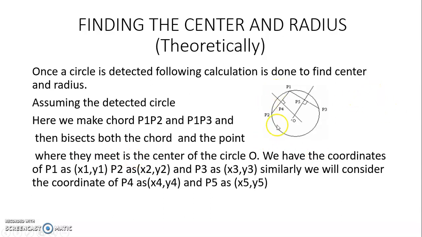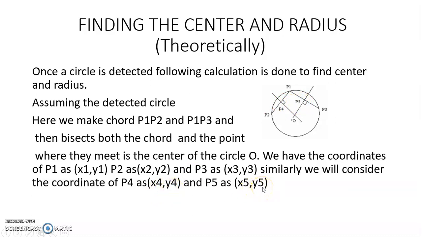So let us assume this is the detected circle that we have found and we know the edges of that. P1, P2 and P3 are known to us, that is (x1, y1), (x2, y2) and (x3, y3). We'll join them and make chords. So P1P2 and P1P3 are two chords. We'll perpendicularly bisect those chords, and the intersection of those perpendicular bisectors is nothing but the center. So let us assume the points P4 and P5 to be (x4, y4) and (x5, y5).